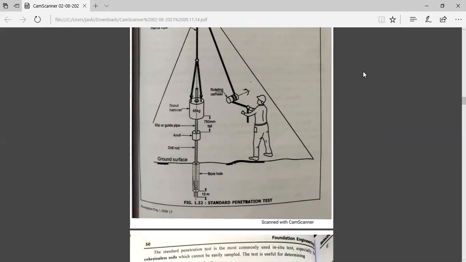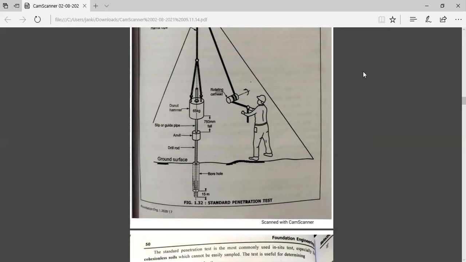So basically this test is used to determine three criteria. The first one is the relative density of soil, the angle of shearing resistance of cohesionless soil, which is denoted as phi, and the unconfined compressive strength of cohesive soil, which is denoted as QU, right.